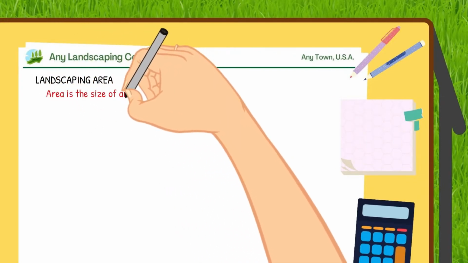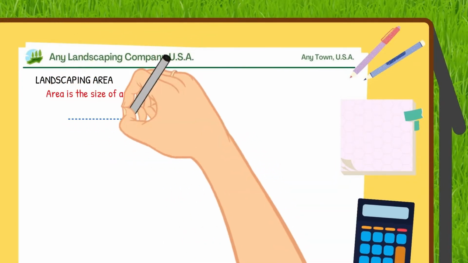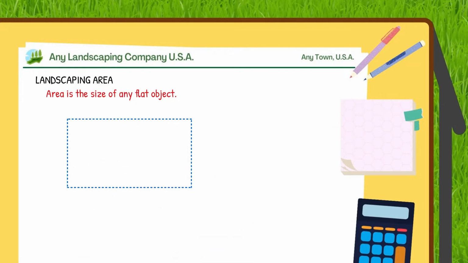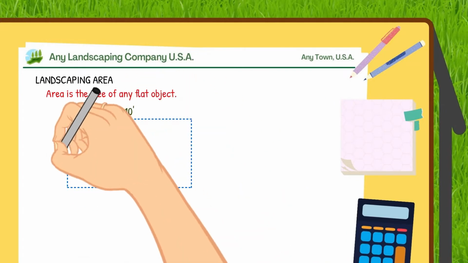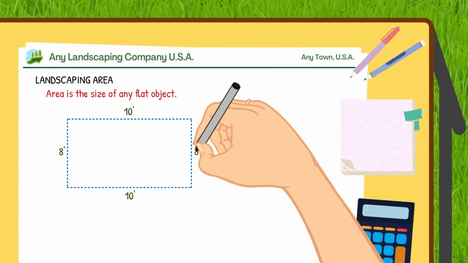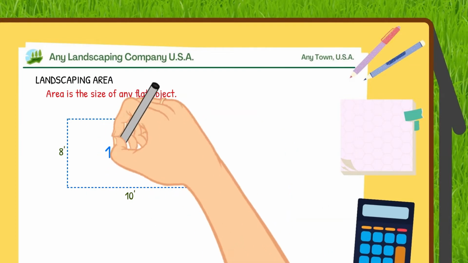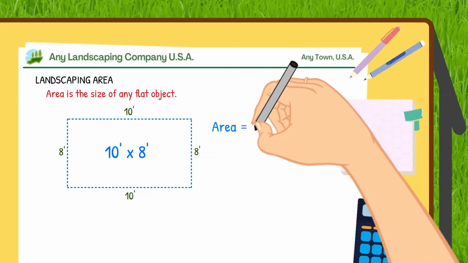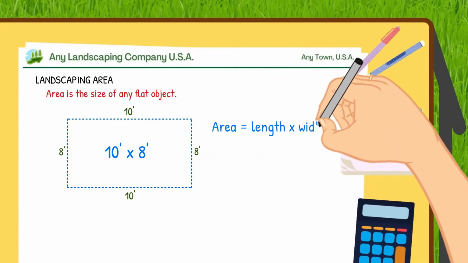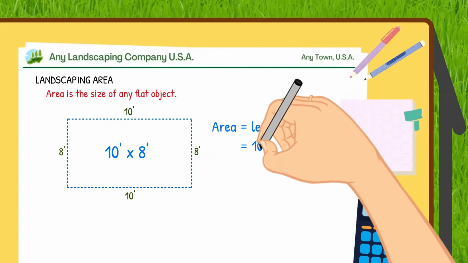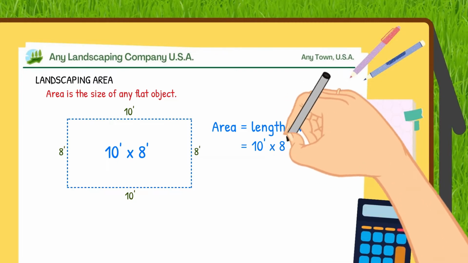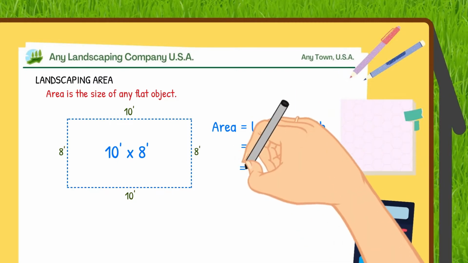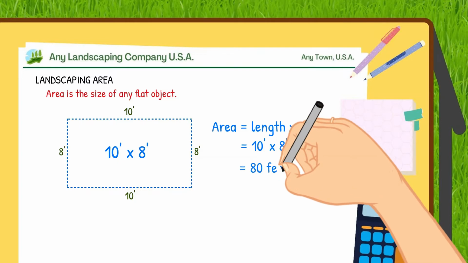Area is the size of any flat object. Let's say we have a rectangle with the following measurements: 10 feet by 8 feet by 10 feet by 8 feet. 10 feet by 8 feet is our measurement on the outside. The area of a rectangle is length times width. If we have a length of 10 feet and our width is 8 feet, then our area is 10 times 8, which gives us 80.